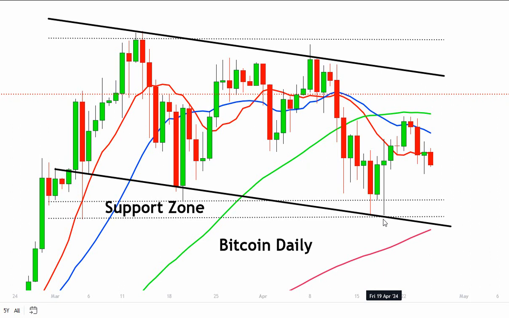This was the mid 59,000 area right here. Again, we may take that out. We may even take out the 100 period, but bounce off of it. That's what happened the last time.